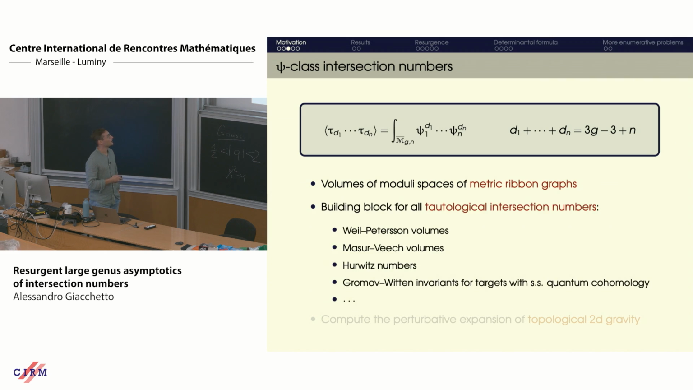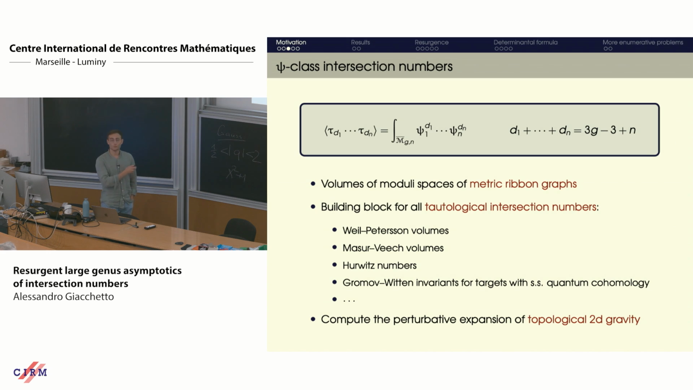For example, they show up in the computation of Weil-Petersson volumes, so hyperbolic geometry. As we saw in Eli's talk, they show up when you try to do flat geometry, so Masur-Veech volumes, multi-curves counting, and so on. They also show up when you try to compute Hurwitz numbers, Gromov-Witten invariants, and so on. And from the physics point of view, they also appear when you try to compute the partition function of topological 2D gravity. So there are also some physics connections here.